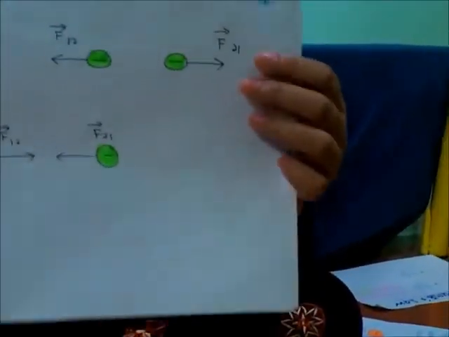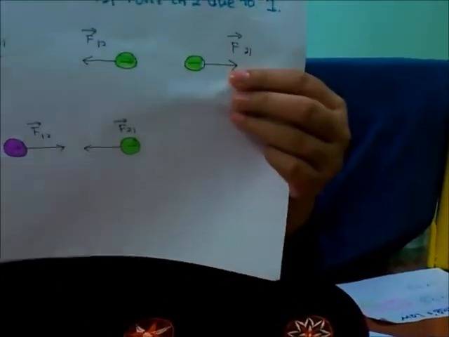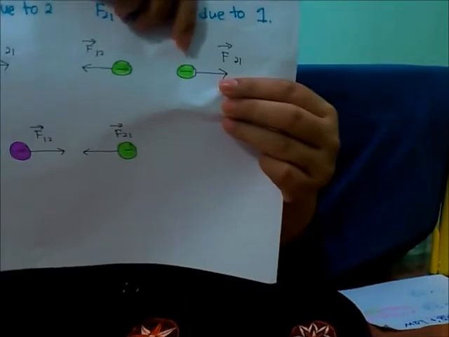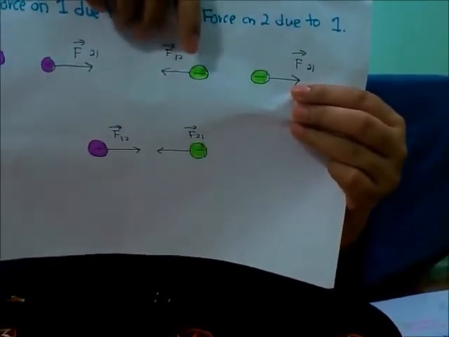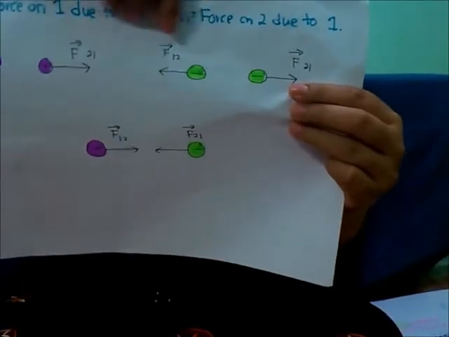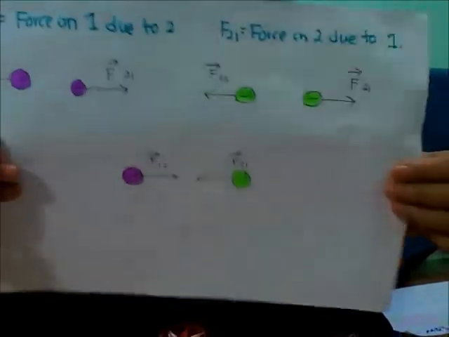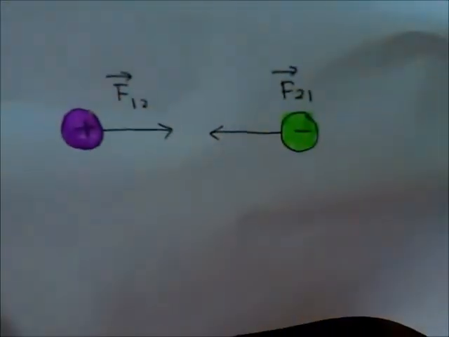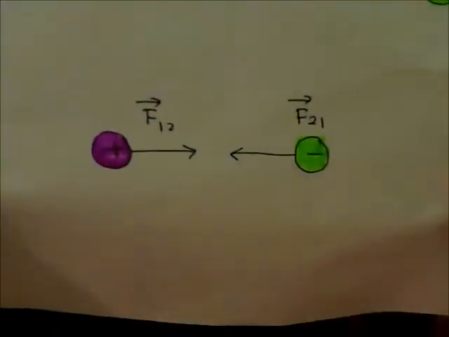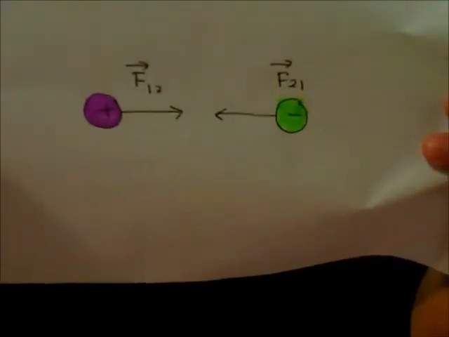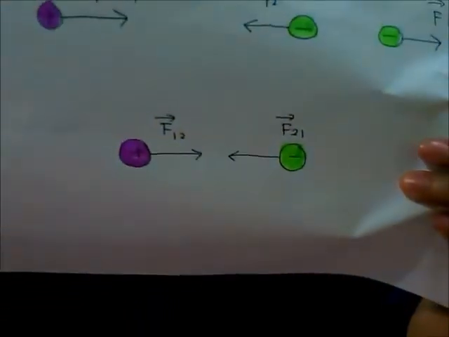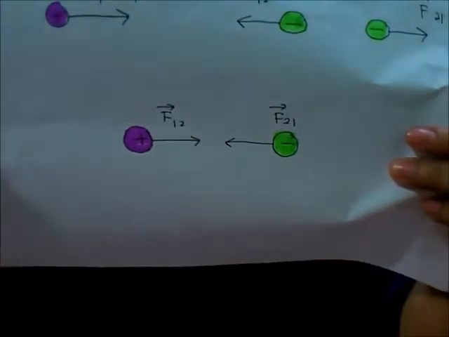And the same goes for negative charges. When a negative charge and another negative charge meet each other, the electrostatic forces between them will be pointed away from each other. Now let's look at the case where different charges meet. This is a positive charge and this is a negative charge. Positive and negative, we all know that they are going to attract each other. Like charges repel, but different charges attract.